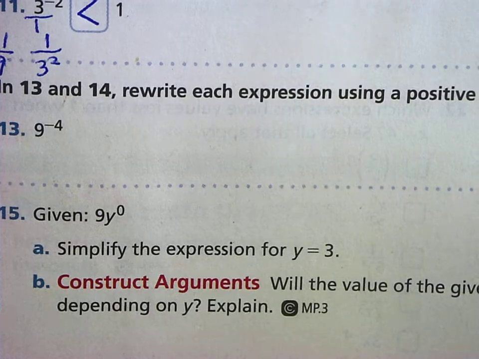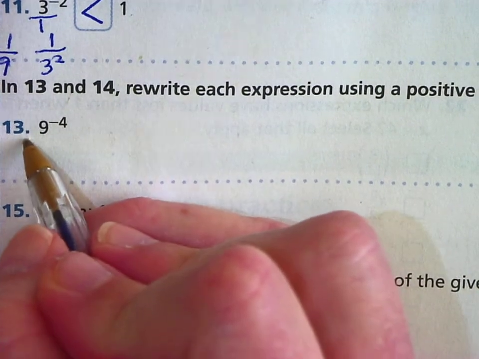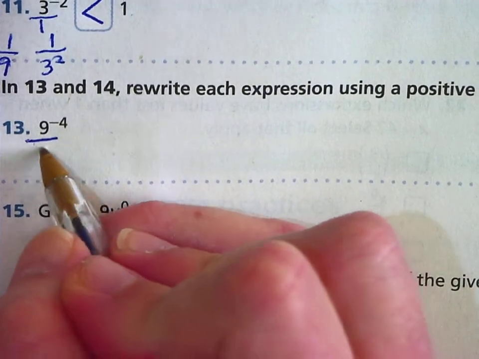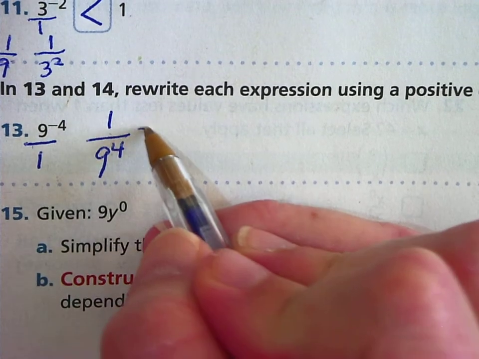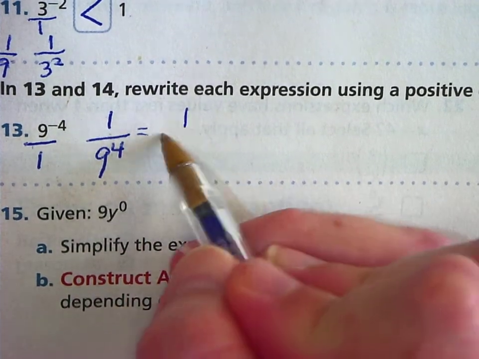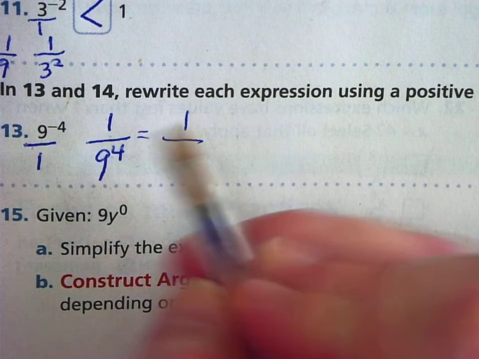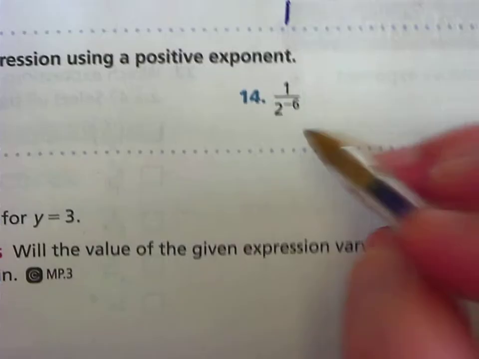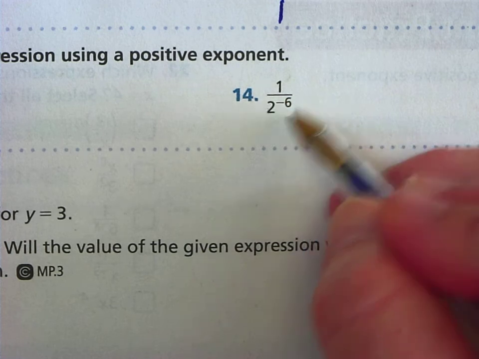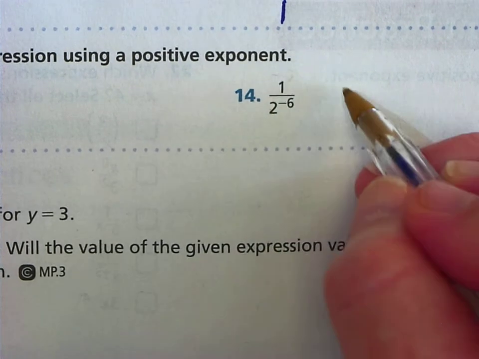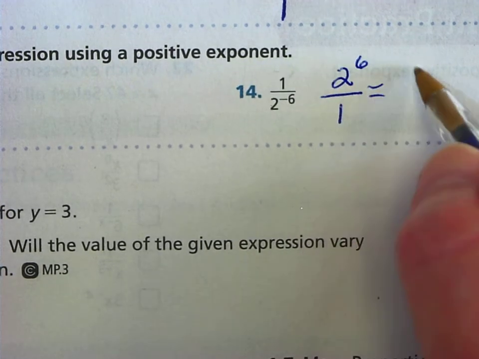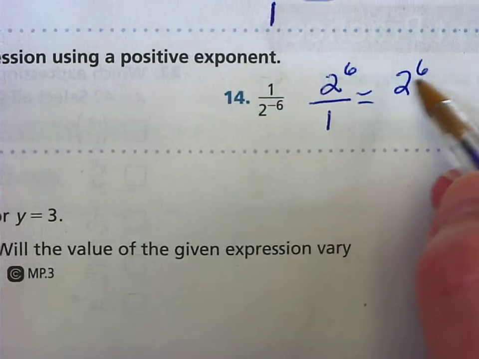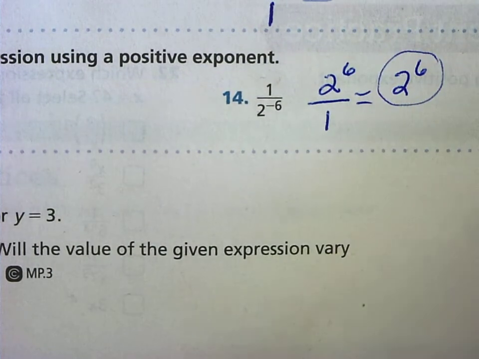Okay, and let's do this one, negative exponent. So to fix that negative on your exponent, you're going to make it a fraction. You're going to flip that fraction, so 1 over 9/4, and then you could actually go a step further and do 1 over 9 times 9 times 9 times 9 if you wanted. And then this one is already a fraction, so to fix that negative, flip that fraction. So 2 to the 6th moves to the top, 1 moves to the bottom, and then 2 to the 6th just stays on top. We don't need the 1 on the bottom anymore.